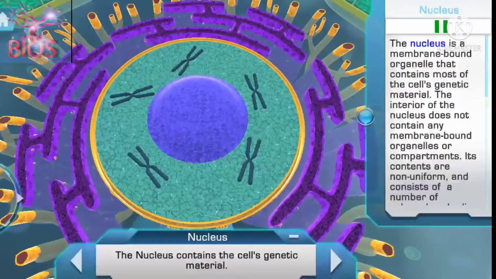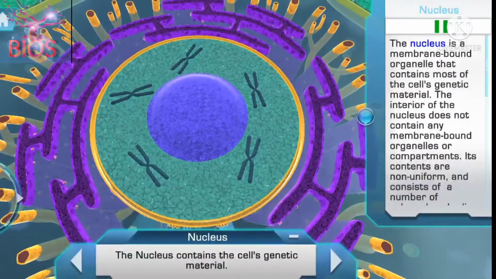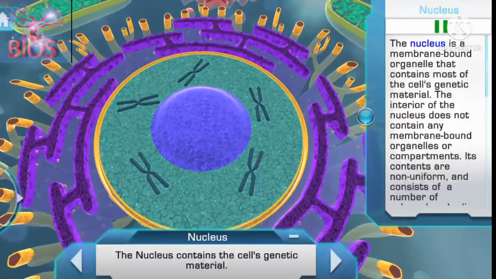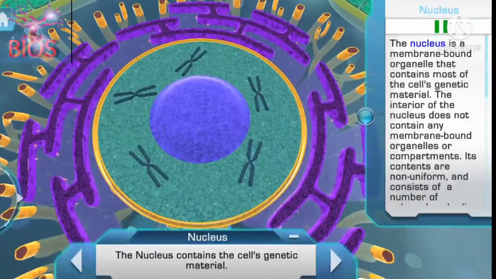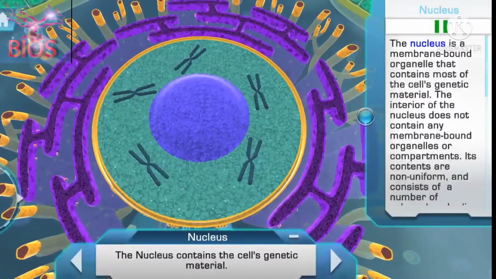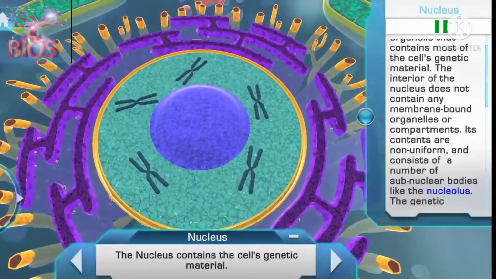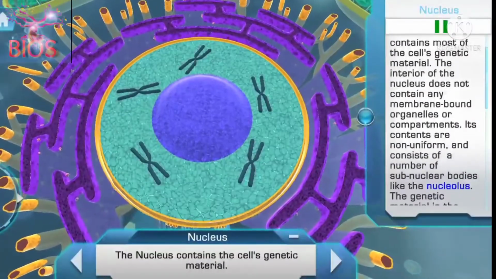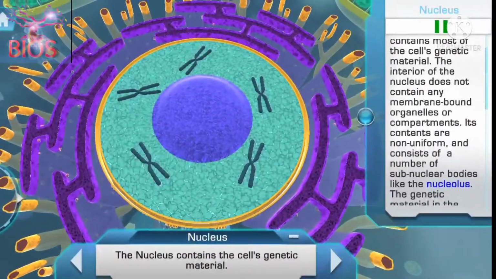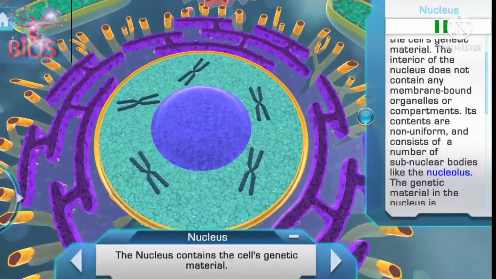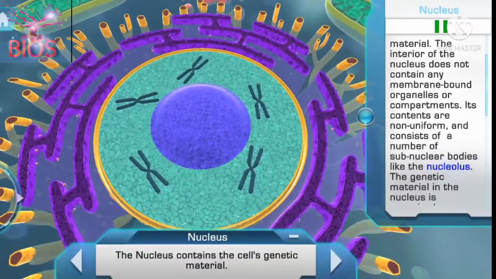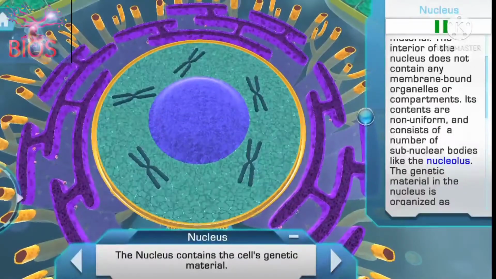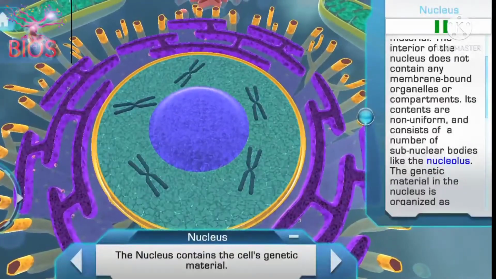The nucleus is a membrane-bound organelle that contains most of the cell's genetic material. The interior of the nucleus does not contain any membrane-bound organelles or compartments. Its contents are non-uniform and consist of a number of subnuclear bodies like the nucleolus. The genetic material in the nucleus is organized as multiple linear DNA molecules, combined with a variety of proteins to form chromosomes.